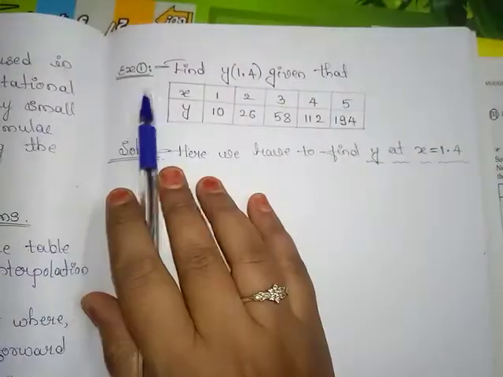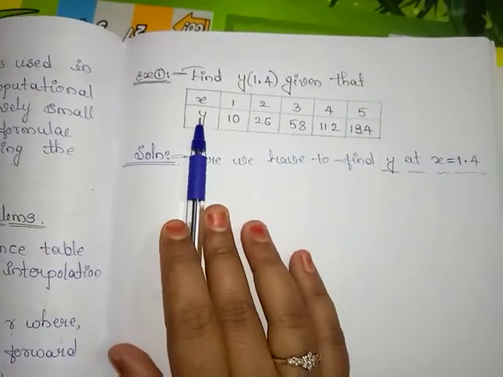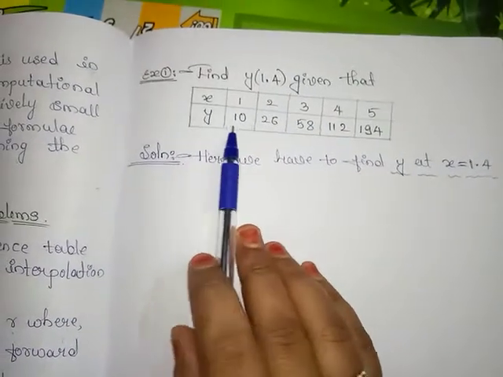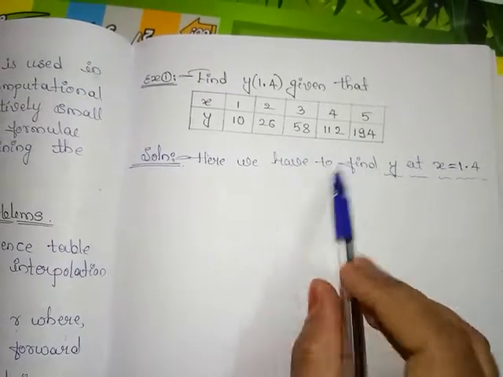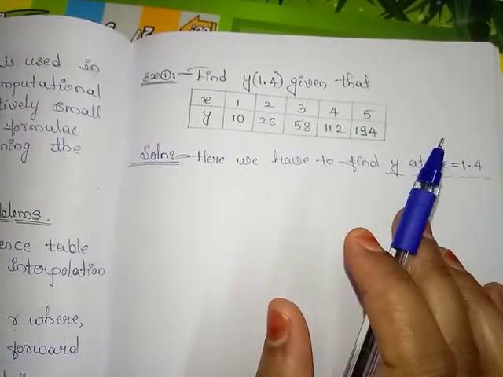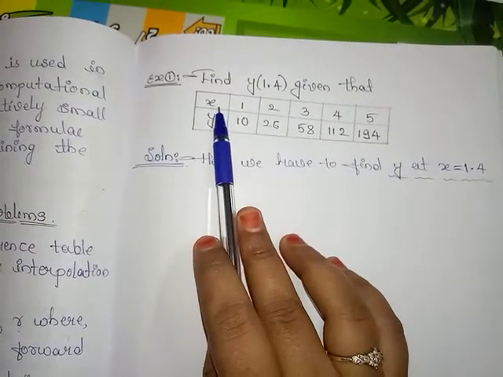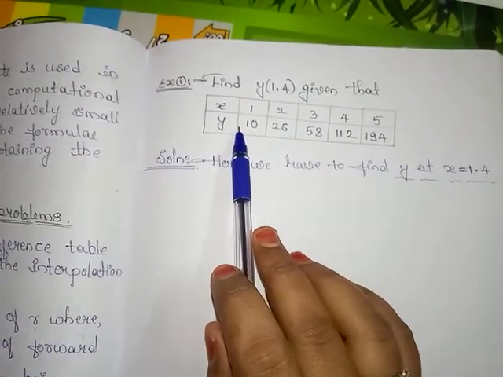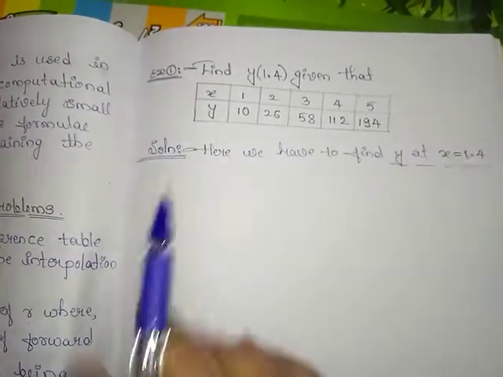Let us see examples. First example, find y of 1.4 given that x values are 1, 2, 3, 4, 5 and y values are 10, 26, 58, 112 and 194. Here the function is not given, they directly give the unknown function's values, and the corresponding values of y are 10, 26, 58, 112 and 194.